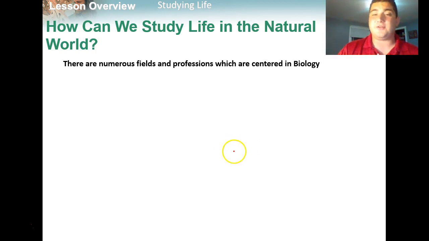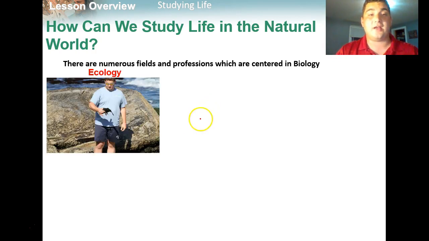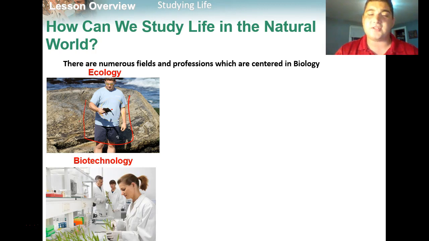Now, there's a lot to it. This next slide shows that there's many different fields and professions in biology that revolve around these characteristics. Some of them involve ecology, studying your environment. Yes, that's me on a marine biology expedition holding up the sea bass. You could go into biotechnology. We see here this lady's doing something with corn plants, so maybe technology to improve farming techniques.